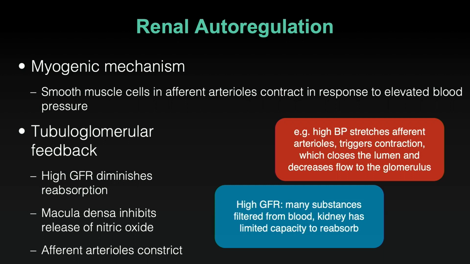They'll monitor the composition of the excreted fluids. If it's too concentrated, too salty, if there's too much in there, it will regulate the afferent arteriolar blood flow to reduce GFR. So if there's many substances in the filtered blood, the kidney can't absorb them all. The macula densa will inhibit the release of nitric oxide.